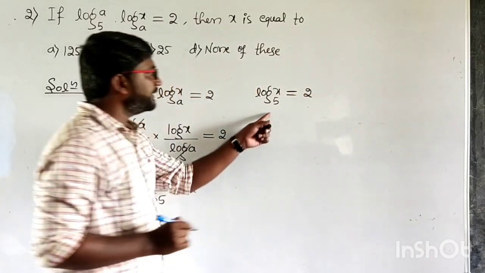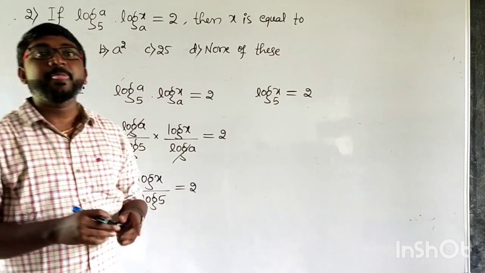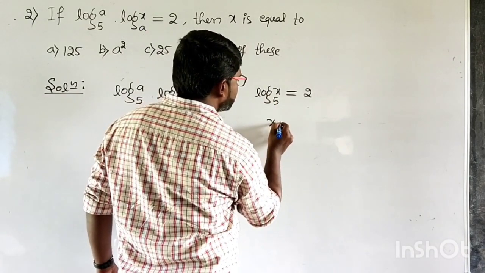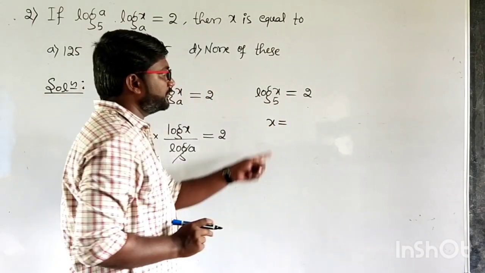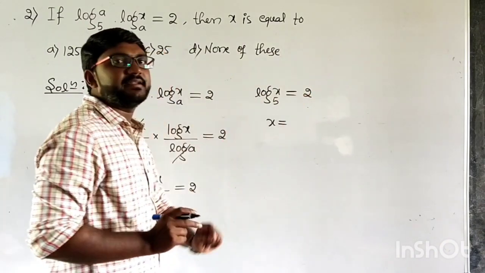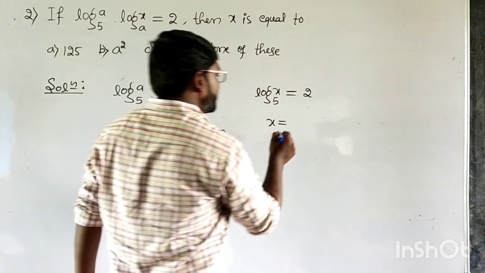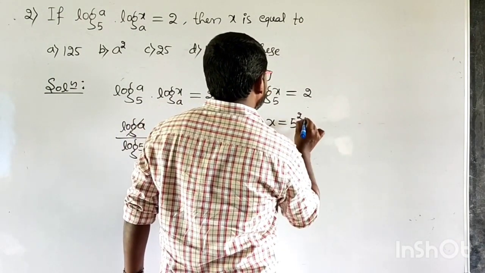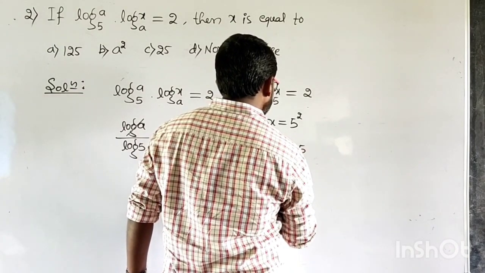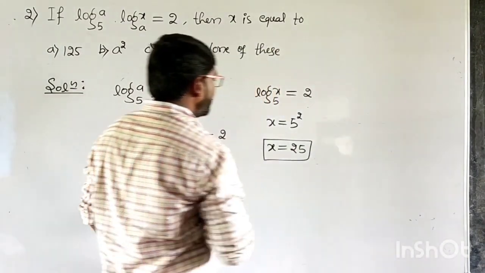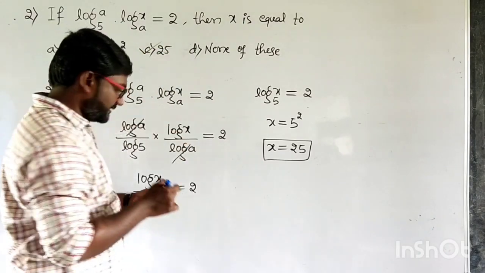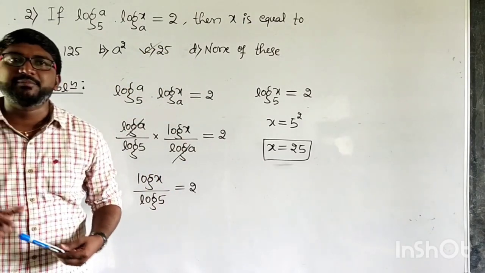Now this is in the logarithmic form. How do you write the exponential form now? So x is equal to 5 square, 5 to the power whatever the number is there on the right hand side. So x is equal to 5 square, so x is equal to 25. So this is the required value of x. Hence the correct answer is option C. So this is all about the second multiple choice question.